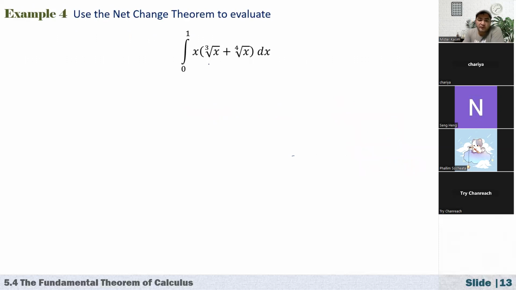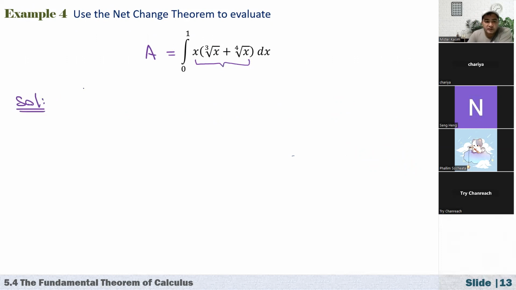All right, use the net change theorem to evaluate this. To evaluate this one first, actually, x times cubic root of x plus fourth root of x dx, right? So suppose that that's equal to f prime of x. So first, to evaluate this, we need to find its antiderivative, right? Let me just write here, capital A, the solution.